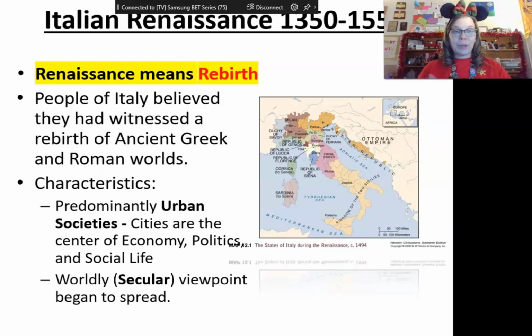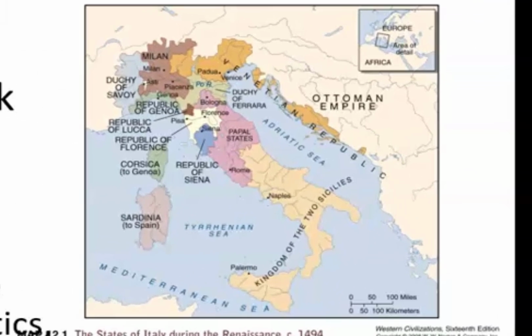One thing you might be wondering: if it's all about Europe, why are we talking specifically about Italy? Well, that is because this is where the European Renaissance began. If you look at this map, and recall what we've learned about Europe at the time, Italy is a peninsula. It's surrounded by water on 3 sides.